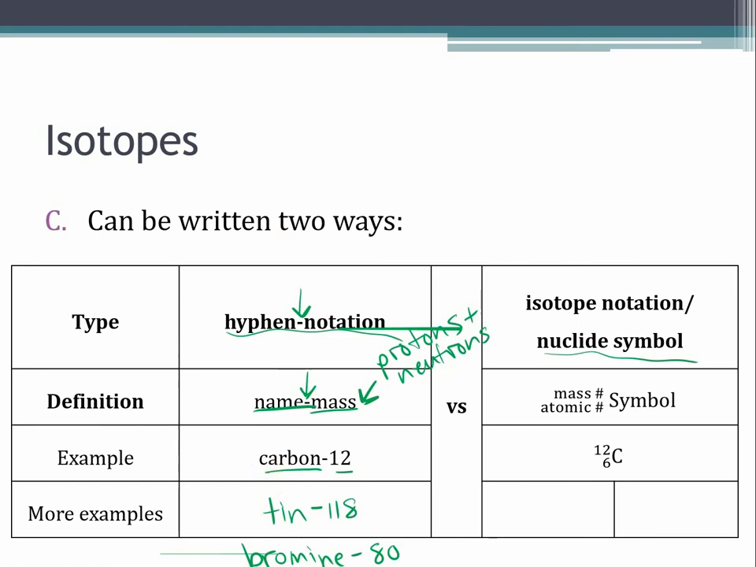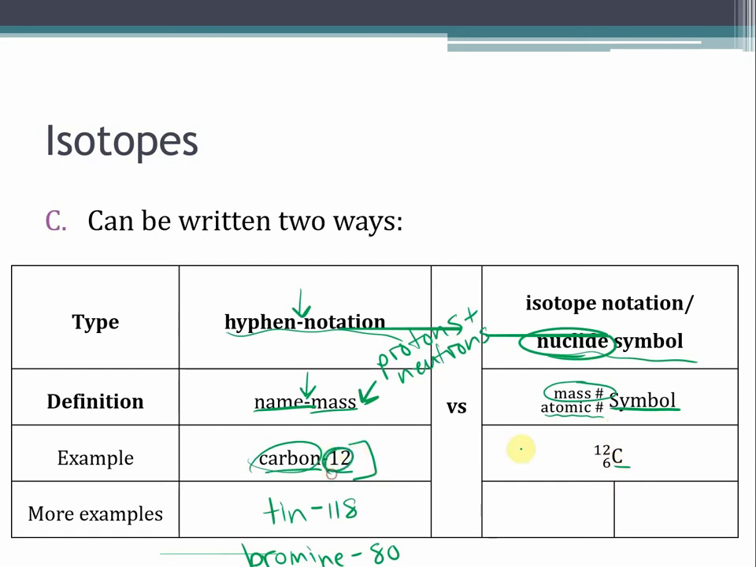So the other way you can write this, that's a little bit more work but a little bit more useful, is the nuclide symbol, because that includes just the shortened symbol of the element instead of the full name, and it still has that mass number, but it also includes the atomic number. So you have to pull out a periodic table to write this because you have to go find the atomic number, but once you have it, you don't need your periodic table anymore. So we can take our carbon-12 that we wrote a second ago. The name carbon becomes just the symbol C.